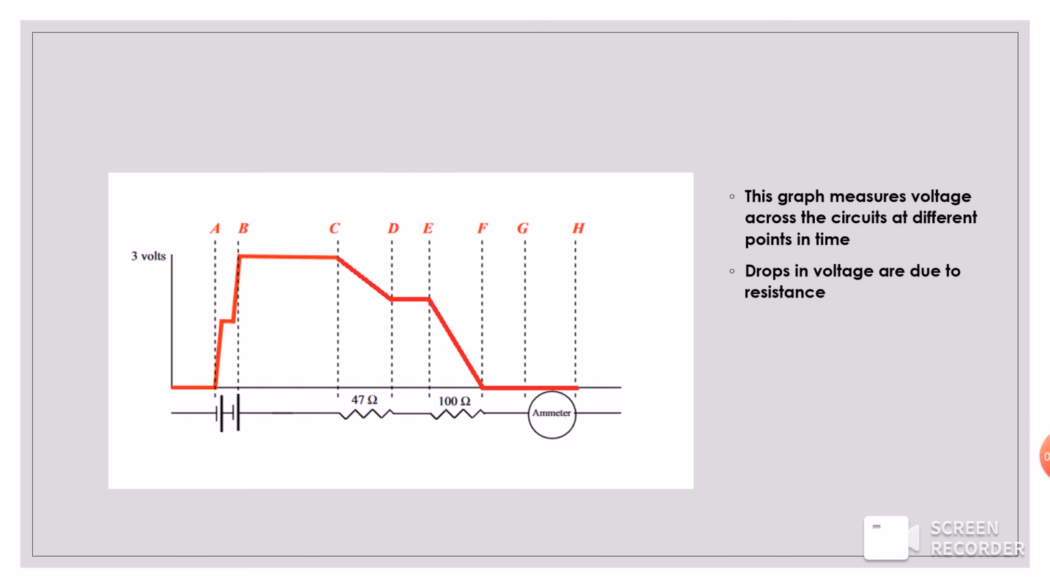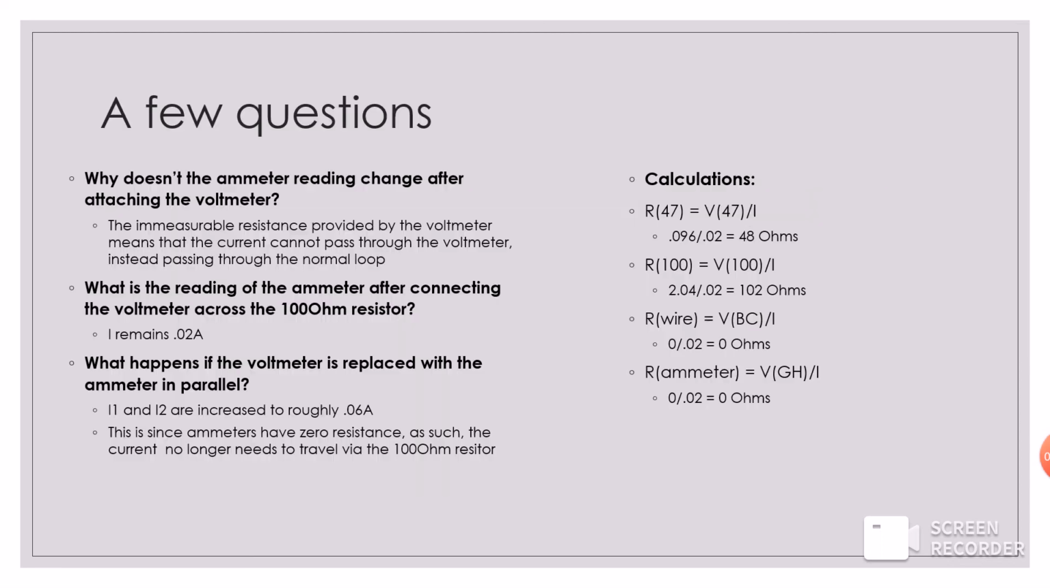Alright, here's a graph of the voltage across that simulated circuit, and as you can see, we go up to 3 volts at one point, and then each drop-off is due to a resistor. The current and voltage encounters resistance, and voltage drops off as a result, ending at 0 volts.